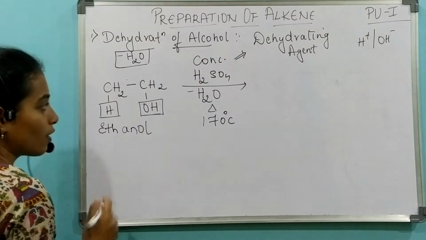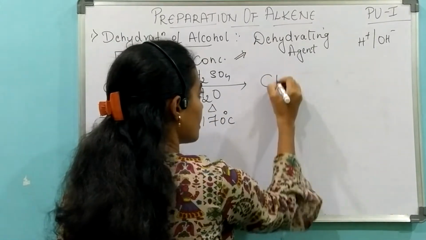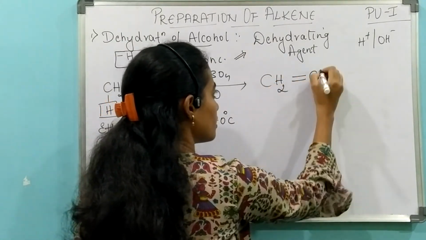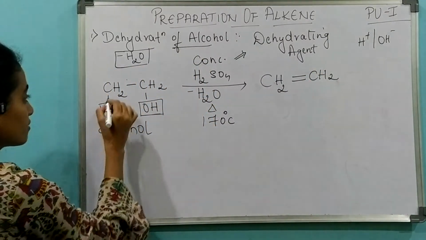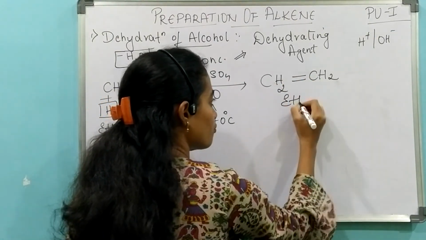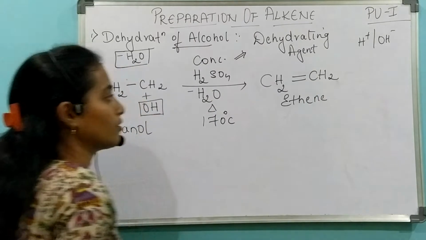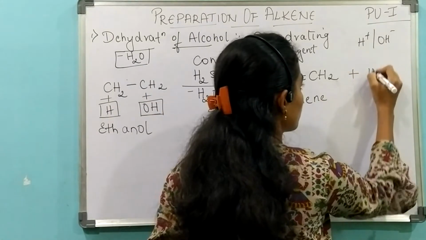So what are you going to get now? H plus from here, OH minus from here. Therefore, you will get a double bond between the carbon and carbon. You will break this bond, you will break this bond, and you are going to get a double bond here. The compound formed is ethene. So you have converted the alcohol into the alkene just by using a dehydrating agent, that is concentrated sulfuric acid. And I have taken the water molecule outside.